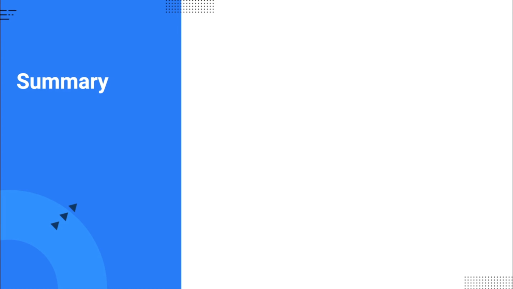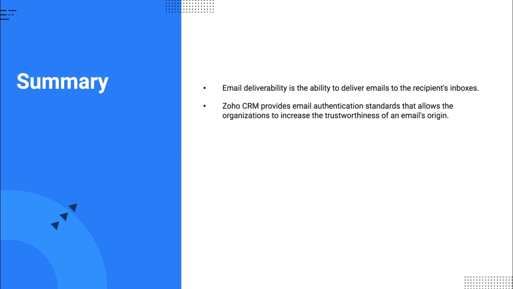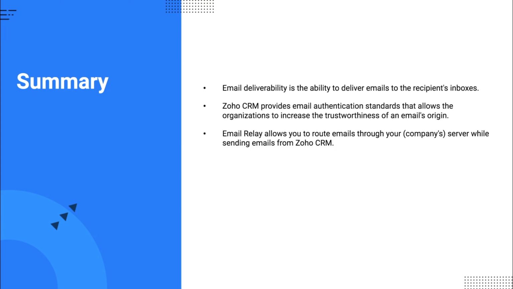Let's recall what we've learned so far. Email deliverability is the ability to deliver emails to a recipient's inbox. Zoho CRM provides email authentication standards that allow organizations to increase the trustworthiness of an email's origin when emails are sent from Zoho CRM using their domain. Email Relay allows you to route emails through your company's server while sending emails from Zoho CRM.